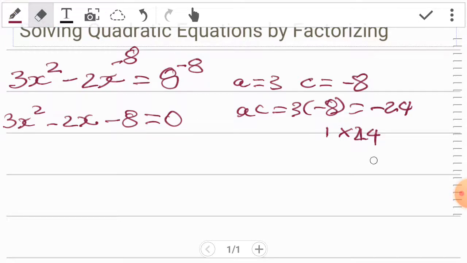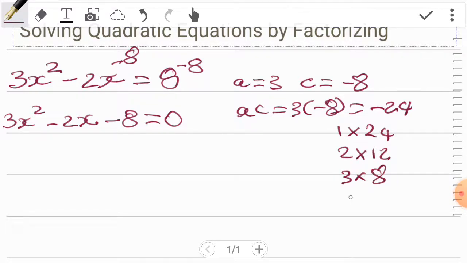So what are we looking at here? 1 times 24, that's a factor pair. 2 times 12, that's another. 3 times 8, and 4 times 6. All of these factor pairs will multiply to give back the 24, but only the 4 and the 6 will be able to give us back a negative 2.